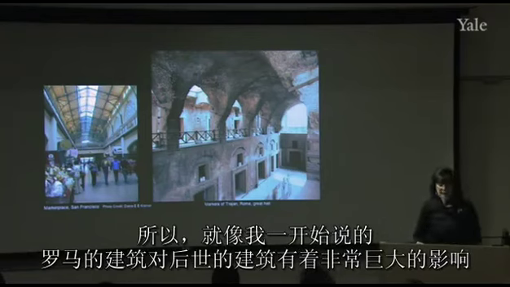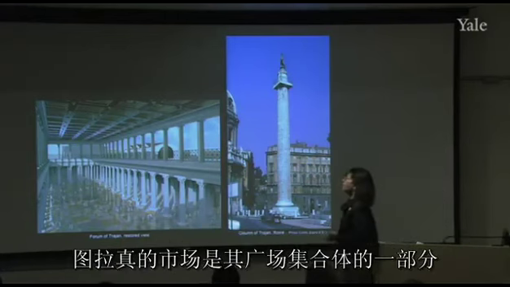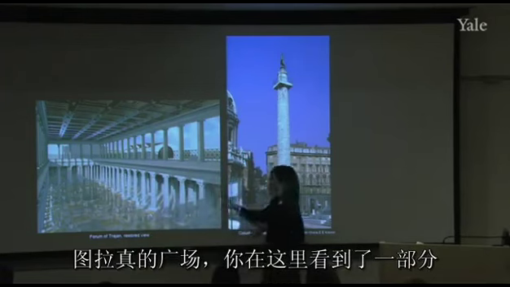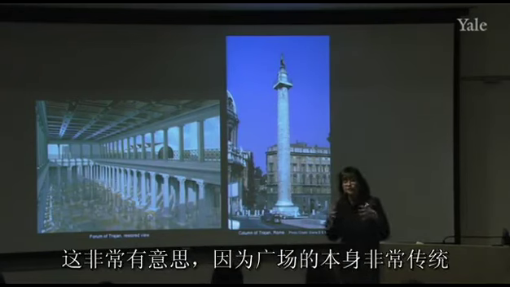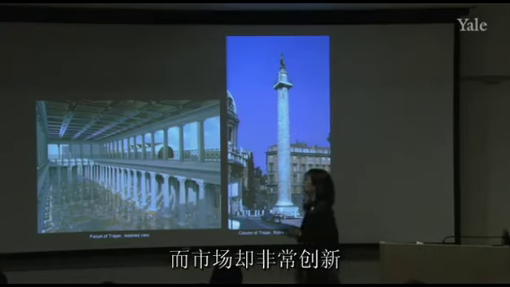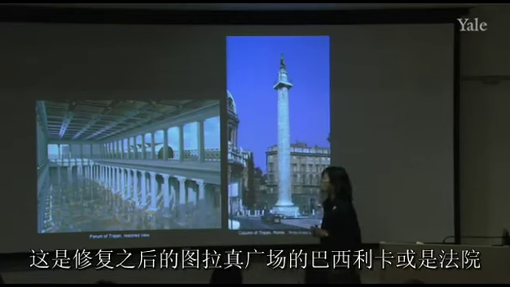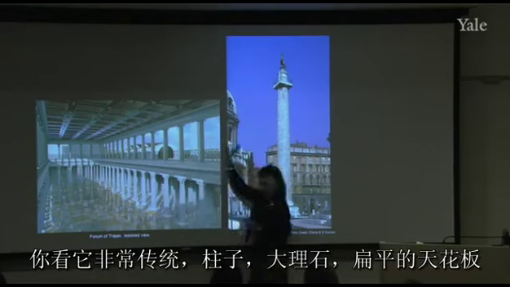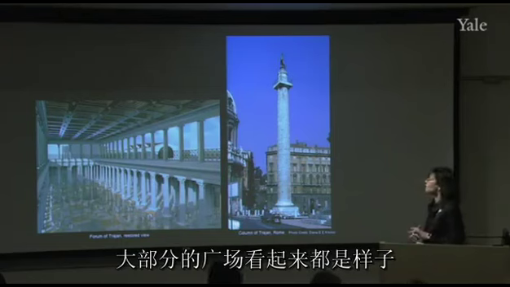So Roman architecture, as I said in the very beginning, really had a huge impact on later architecture. The Markets of Trajan were part of the Forum complex, the Forum of Trajan, which you see part of here. The Forum itself was really quite conventional. This is an interesting building because we have a fairly traditional approach to the Forum itself, and then an innovative approach to the markets. This is a restored view of the Basilica or Law Court of the Forum of Trajan. You see that it's very traditional with columns and marble and a flat ceiling with coffers, and that's what most of the Forum looks like.